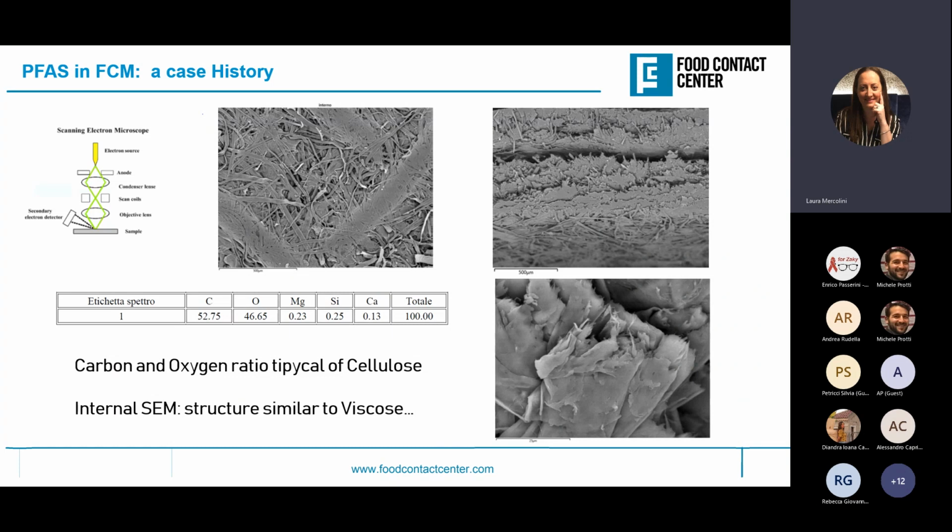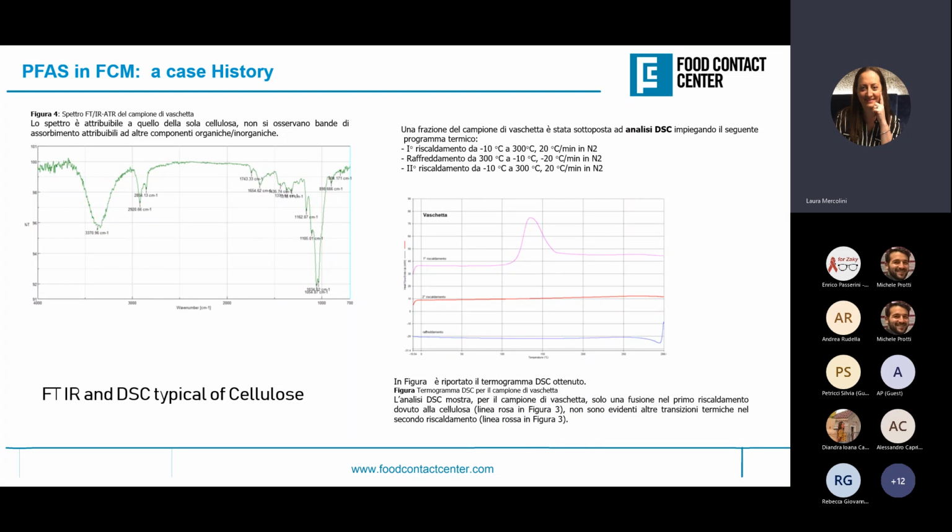They are very similar to viscose, so regenerated cellulose. That's why there must have been something particular to produce this item. And also performing the infrared and DSC testing, we only have signals typical of cellulose. So this is matching our hypothesis that we are dealing with regenerated cellulose.